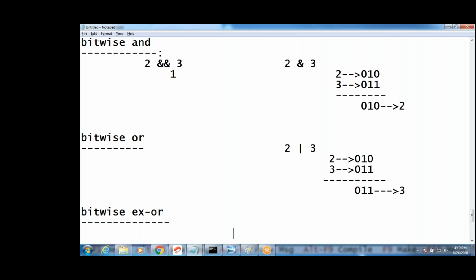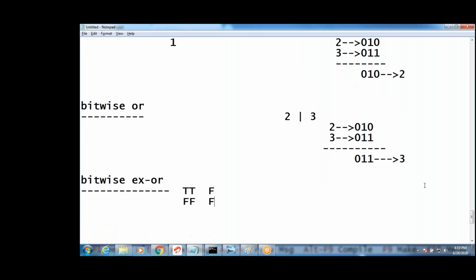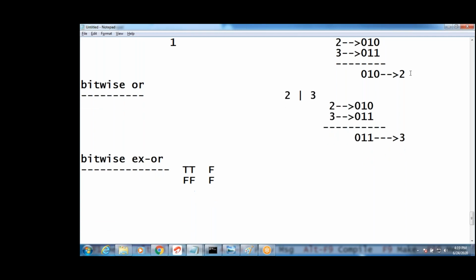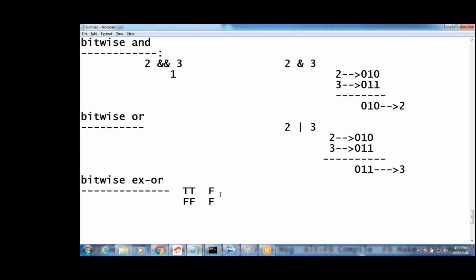Now bitwise XOR also, guys. See this bitwise XOR. How to do it, guys? What is bitwise XOR? You should know, guys. True and true is false. False and false is also false. Then the truth table for XOR: both are false, false it is. Both are true also, it's false. Right? This is bitwise XOR.